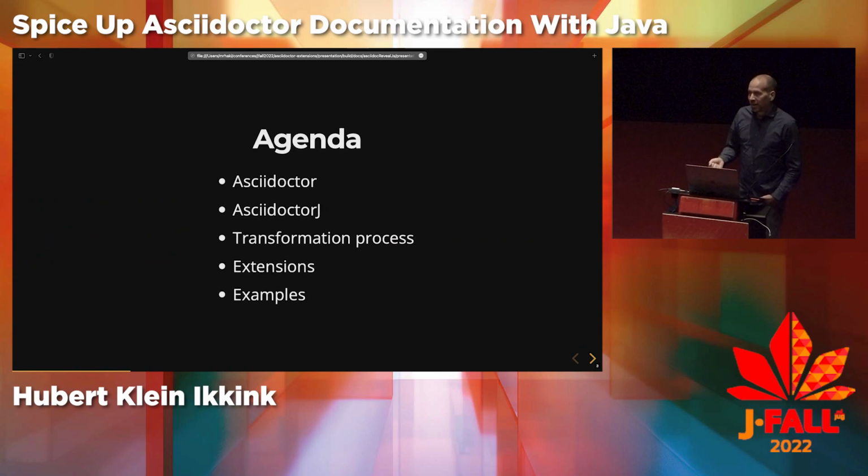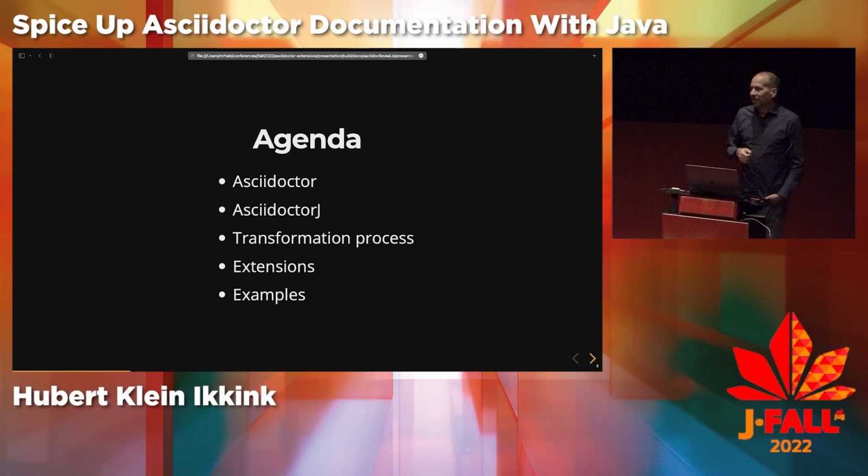So the agenda for today: it's actually a small introduction to Asciidoctor for people that don't know Asciidoctor yet, a bit of the markup that can be used. Then we're going to take a look at Asciidoctor J, which is actually a port of Asciidoctor into the Java space, so we can run it on the JVM. We're going to take a look at how the transformation process works. So if you write your documentation in Asciidoctor, what does the tooling do and what will the output be?